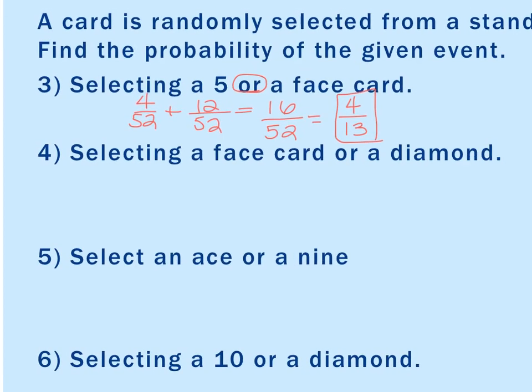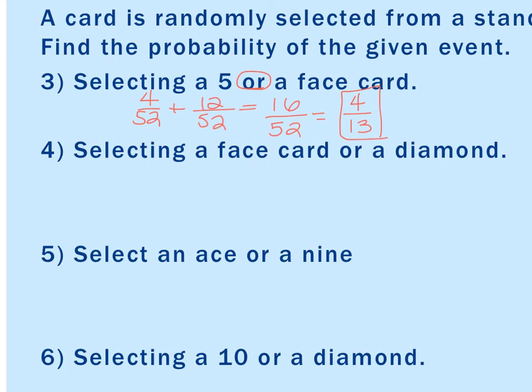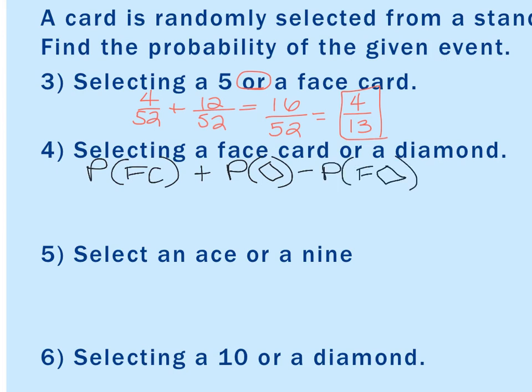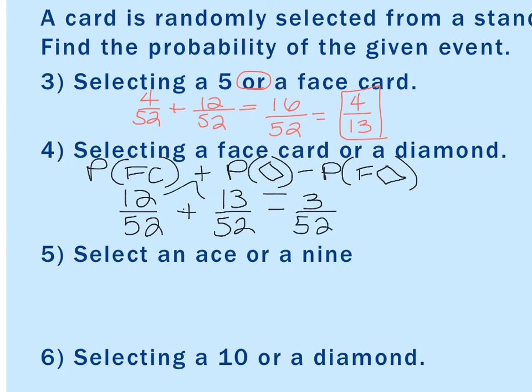Number 4, selecting a face card or a diamond. Are those mutually exclusive? No. So this time I have to do probability of a face card plus probability of a diamond minus probability of a face card that is a diamond. So what's the probability of a face card? 12 out of 52. A diamond, 13 out of 52. And a face card that is a diamond? Good. 3 out of 52. The jack, the queen, and the king of diamonds. So this is 25 minus 3 is 22 over 52, or 11 over 26.